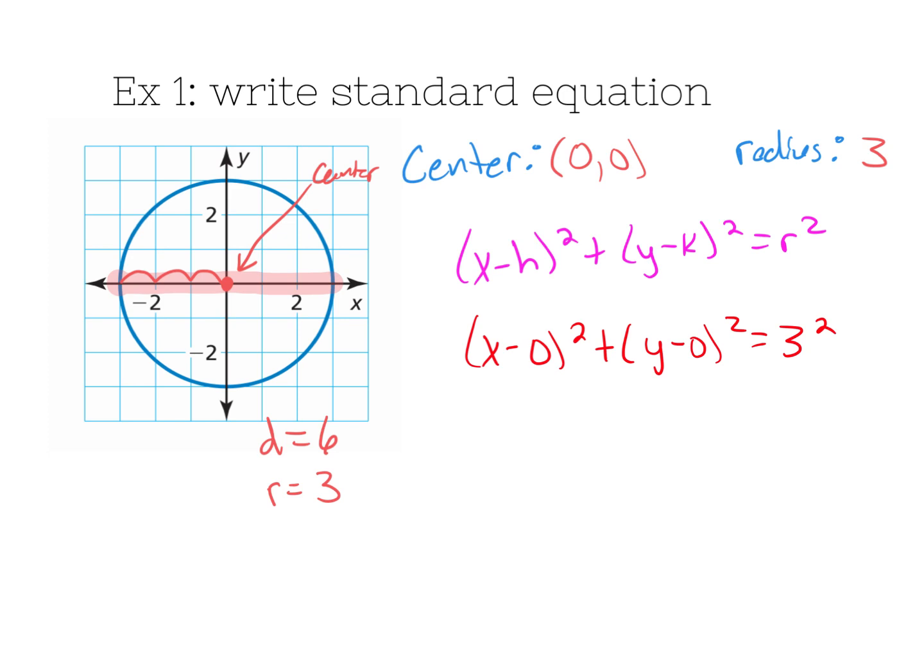Now we simplify this. Angie, x minus 0 squared is just going to become what? Perfect, x squared. Brady, y minus 0 squared becomes? Y squared. And Mateo, 3 squared is 9. And that's it on that one.